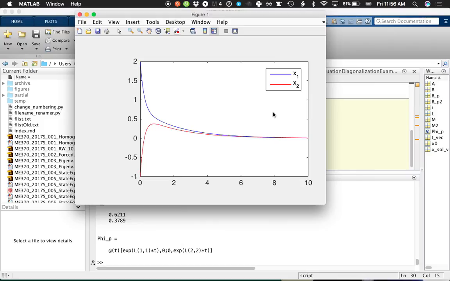Could you relate that to a physical system? Yeah, I'm trying to think of a mechanical system. An overdamped mechanical system. So one could be the force in the spring is x1, and the velocity of the mass could be x2. And you have some initial velocity of the mass and some initial force in the spring.